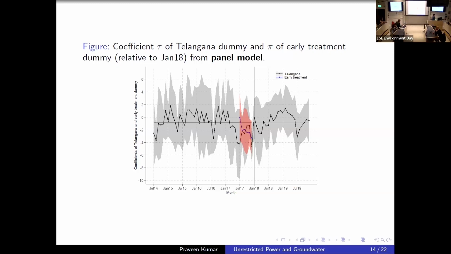So as you see, before this is January 18. Before January 18, mostly the coefficients remain similar. So this is the validation of my pre-policy parallel trend, and also after the policy, if you look at the effect of policy, this is mostly the same. So pre-policy and post-policy mostly the same. So there is no impact on groundwater, which is contrary to our expectation.